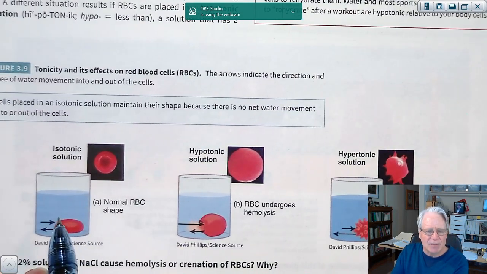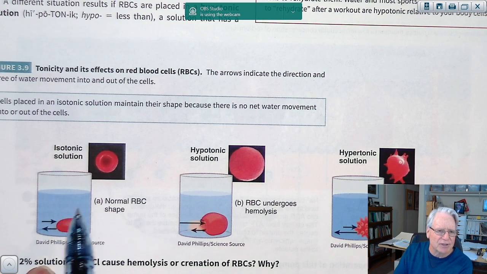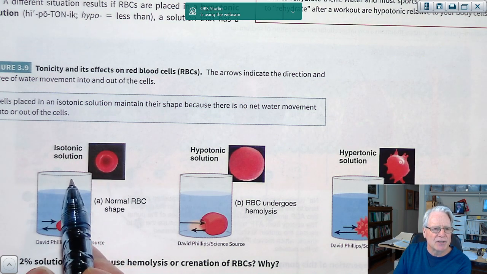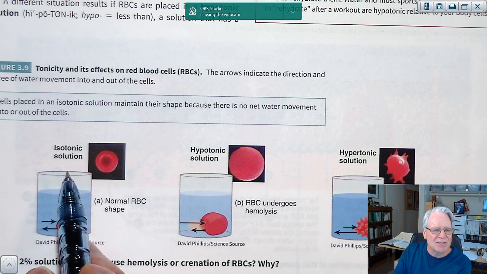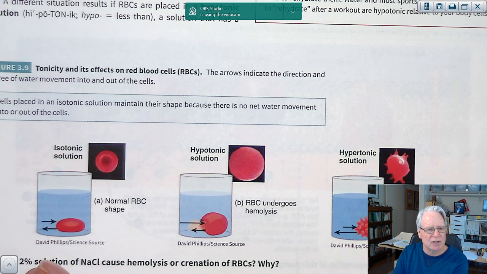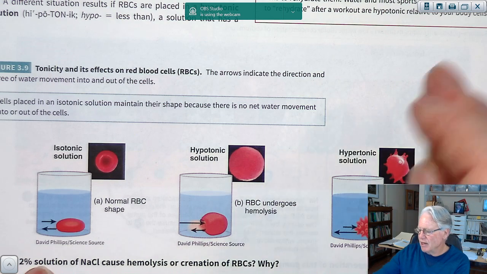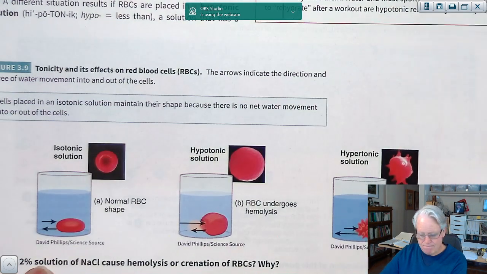The only time that you get a good result is if you have an isotonic solution. That is a physiological saline solution to the red blood cells. That's the only time you're going to get good results. Anything other than that, and you have a problem. The cell function is disrupted, and you can't maintain homeostasis.